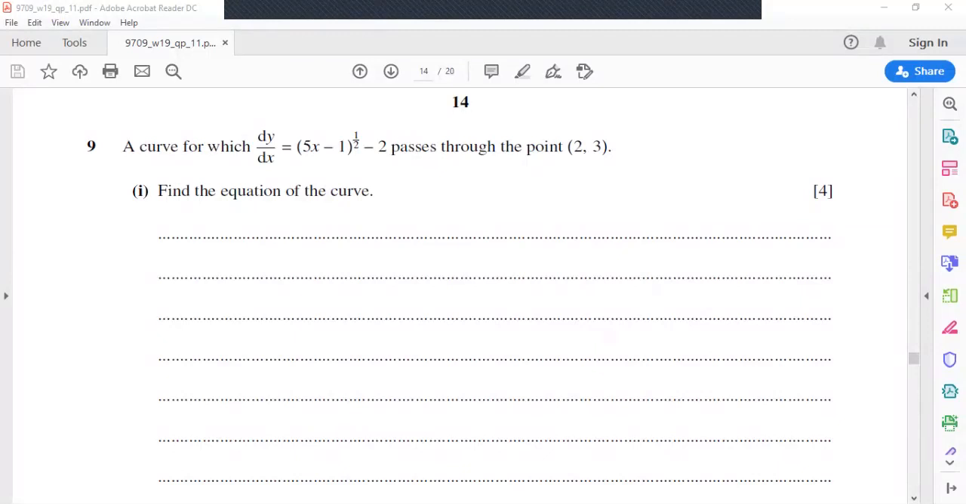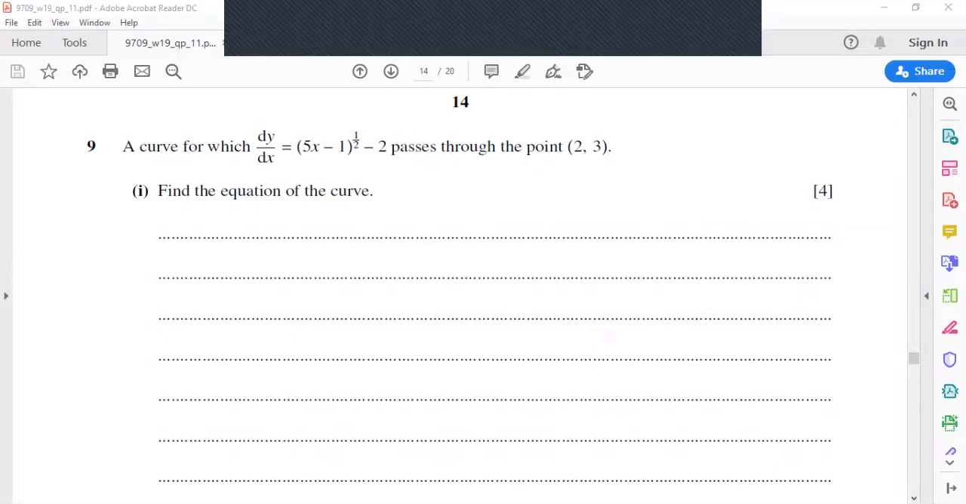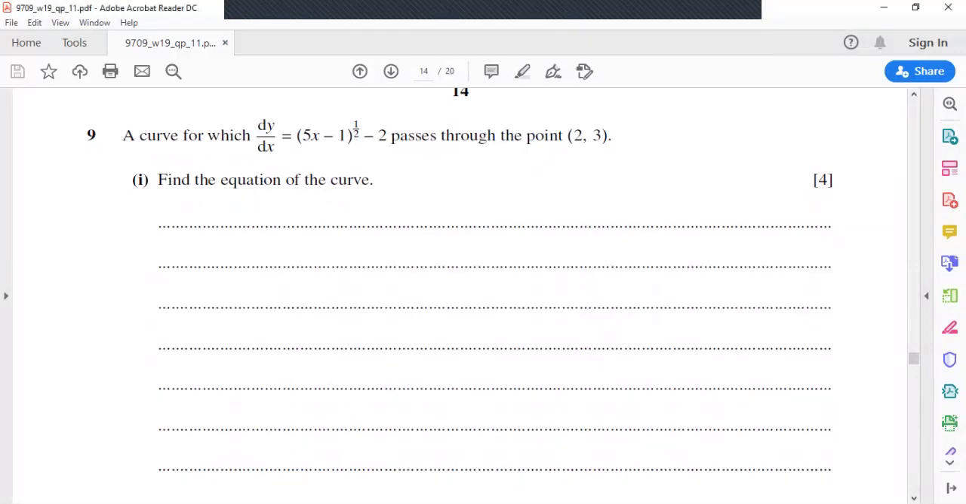We are going to discuss the remaining three questions of the same paper, October 2019, paper 1-1. This time we are going to discuss question number 9, and as we can see, this question is relating to trigonometry.